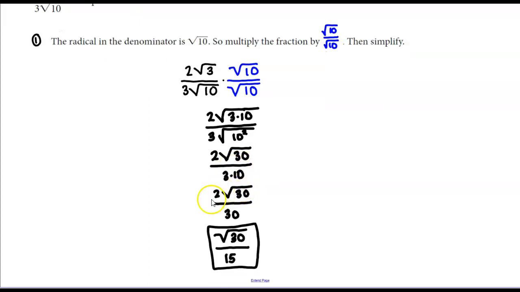So then we end up with 2 times the square root of 30 divided by 3 times 10, which is 30. Now, there's no perfect squares within the value of 30 under the radical sign here, but we can then simplify the fraction 2 over 30. So now it becomes square root of 30 divided by 15.